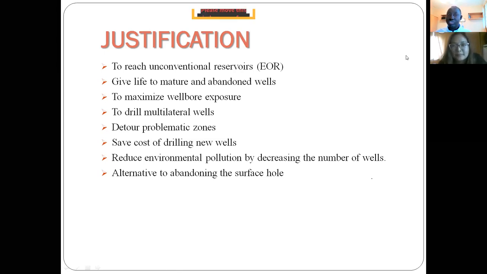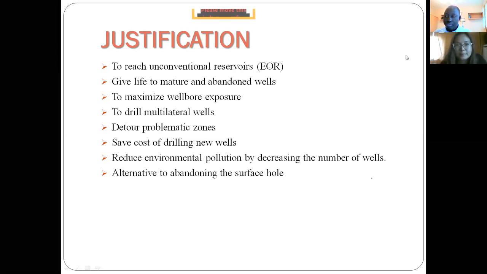Even though sidetrack drilling is very useful, especially today, you can use it in so many ways on the field. As we can see here, we can use it during drilling operation, for instance, when there is an accident, maybe we lost some equipment in the well that cannot be retrieved. We can use sidetrack drilling.